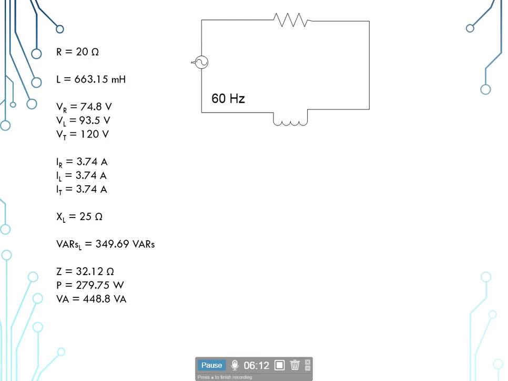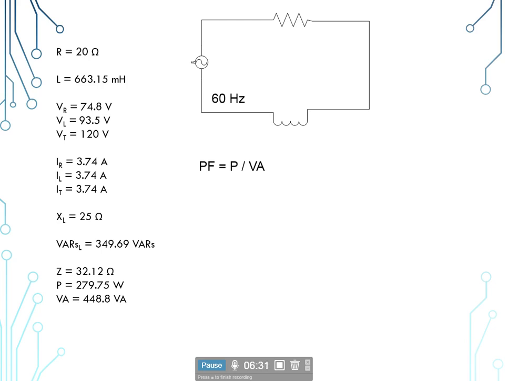Now all we have left to do is our power factor and our angle theta. The angle theta again is our phase angle, the phase shift that our voltage is out of phase with the current. And so our power factor is a ratio of the true power to the apparent power. So our power factor is equal to power divided by the apparent power.